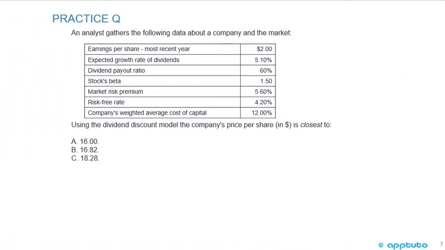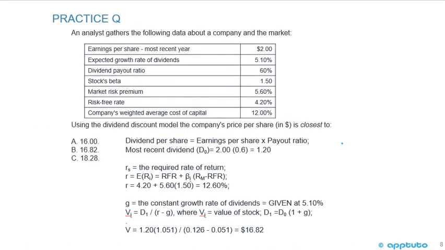An analyst gathers the following data about a company and the market. Earnings per share, most recent year, $2. Expected growth rate of dividends, 5.10%. Dividend payout ratio, 60%. Stock's beta, 1.5. Market risk premium, 5.6%. Risk-free rate, 4.2%. And the company's weighted average cost of capital, 12%. So using the dividend discount model, the company's price per share in dollars is closest to A, $16, B, $16.82, or C, $18.28. Okay, let's work our way through this.